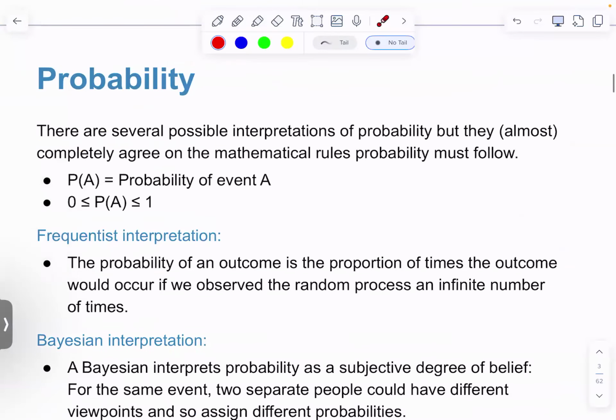Some rules of probability. Oh, and if you don't have the formula sheet from last day, you come grab it, because it'll have the probability rules. Got it. Thank you.